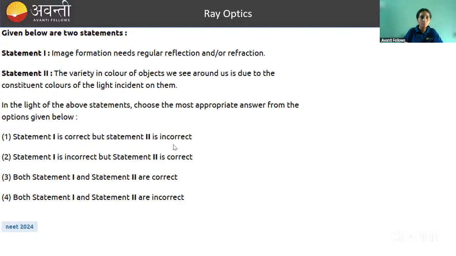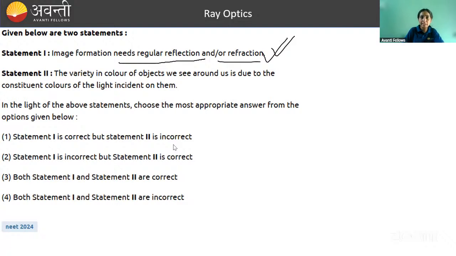So I've ended the poll. What is statement one? Image formation needs regular reflection or refraction. Yes. For image formation, we either need light to get reflected or we need light to get refracted. So statement one is what? Yes, Raju, correct. Statement one is correct, right? Because we have studied image formation through reflection and refraction, and only then do we learn about image formation, right?